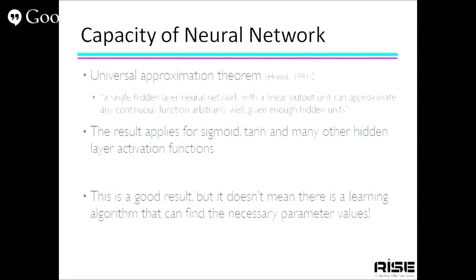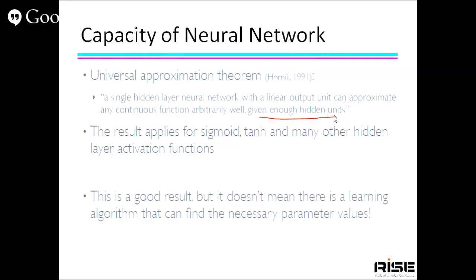So the capacity of a neural network is formally defined by the universal approximation theorem. The universal approximation theorem, as stated by Hornik in 1991, goes like this: a single hidden layer neural network with a linear output unit can approximate any continuous function arbitrarily well given enough hidden units. You must note this point, given enough hidden units. Based on the complexity of the problem, if I have a less complex problem, I need fewer hidden units. If I have a very difficult problem, I need more hidden units. But given enough hidden units, a single hidden layer neural network can very well approximate any continuous function. The result applies for sigmoid and tanh and many of the hidden activation functions.